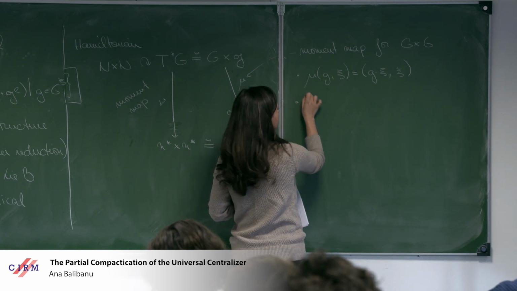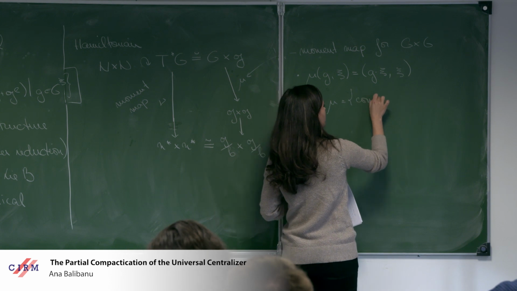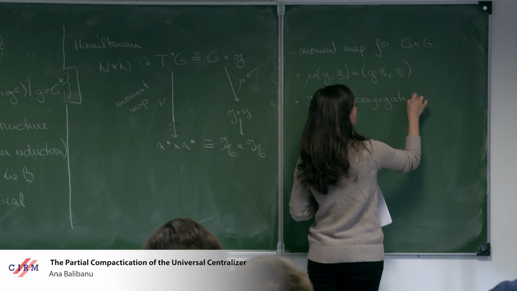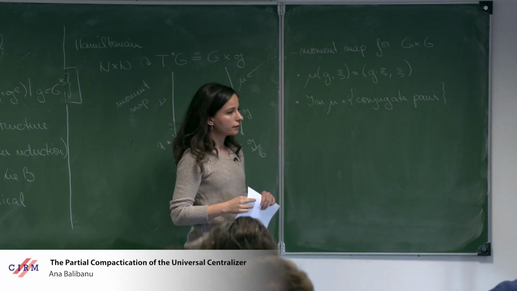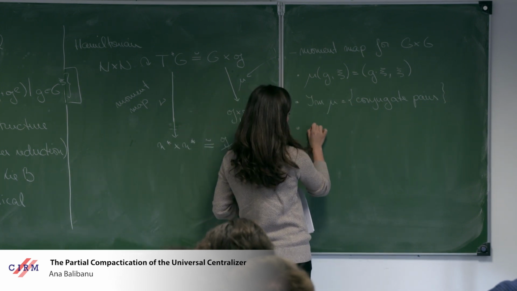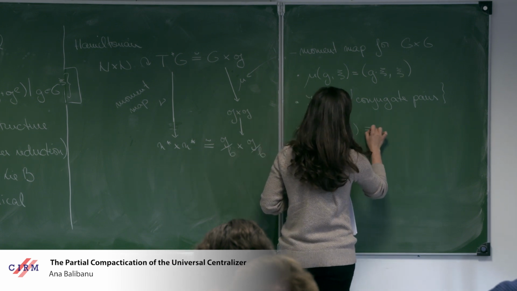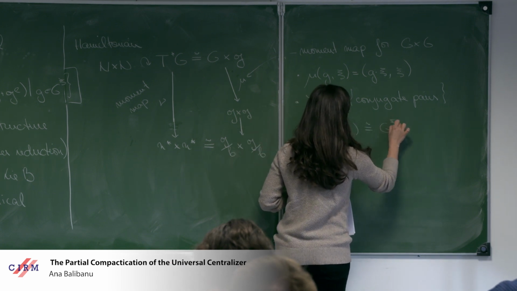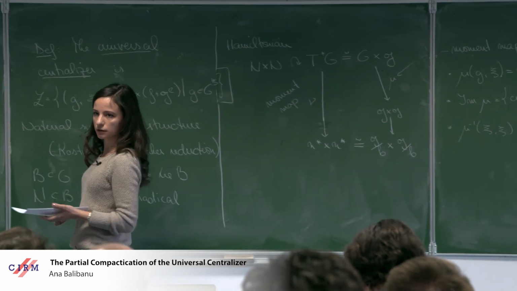So this means that its image consists of conjugate pairs in g cross g. And the fiber over a diagonal point is precisely the centralizer of the corresponding Lie algebra element.